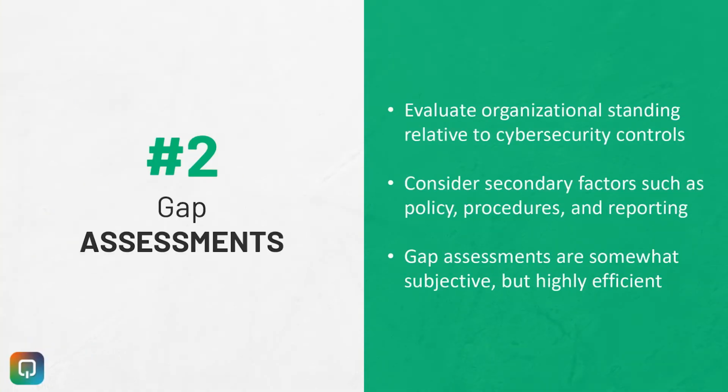The second way to measure cybersecurity progress is with gap assessments. The idea here is to regularly assess the organization's standing relative to established cybersecurity controls. In addition to measuring direct control fulfillment, it's a good idea to document the standing of policy, documentation, and reporting capability. The great thing about gap assessments is that they're very efficient.